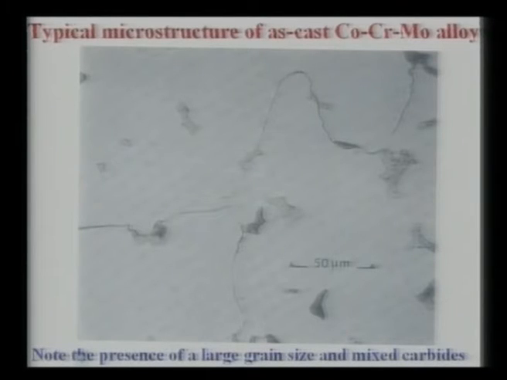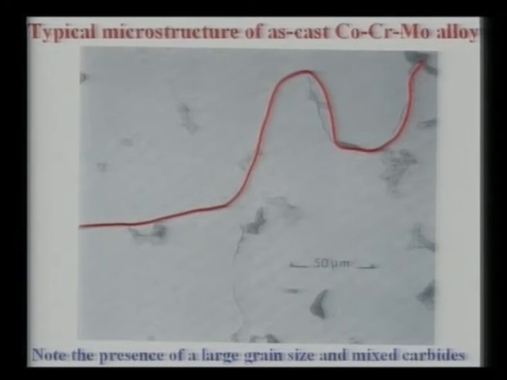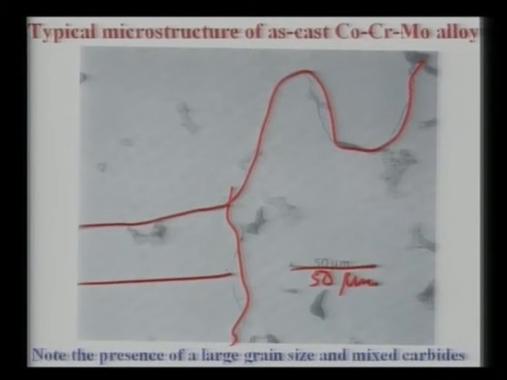This is a typical microstructure of an as-cast cobalt chrome moly alloy. As you can see, this is a part of the grain boundary, and here grains are effectively very large. So this is your 50 micron scale, right? And so this is a part of the grain, and the grain size here can be as high as 200 to 300 micrometer, which is quite large grains.